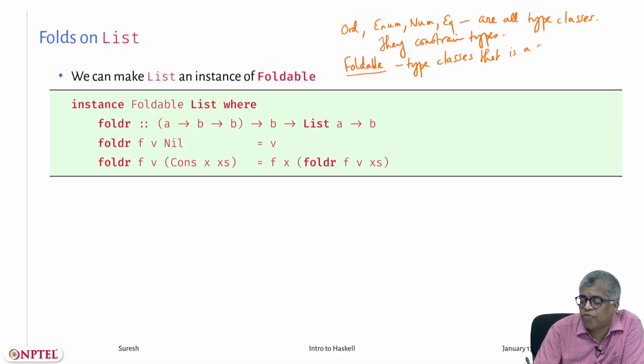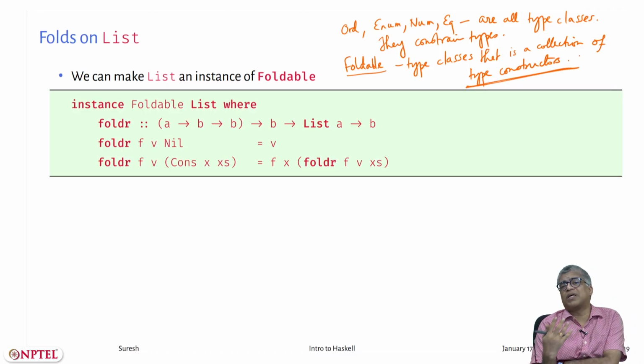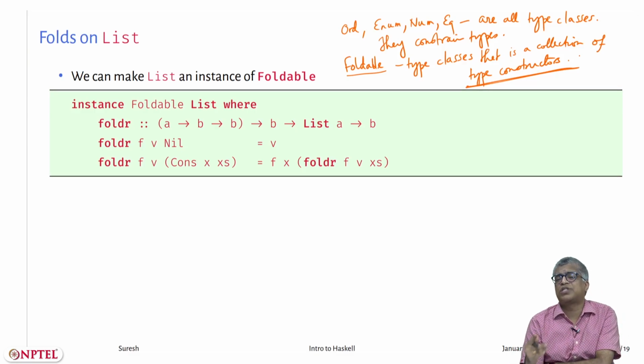That is a collection of type constructors. So, you can have type classes that are a collection of types, but you can also have type classes that are a collection of type constructors. Okay. What you are saying is list is a way of forming a new type from existing types.